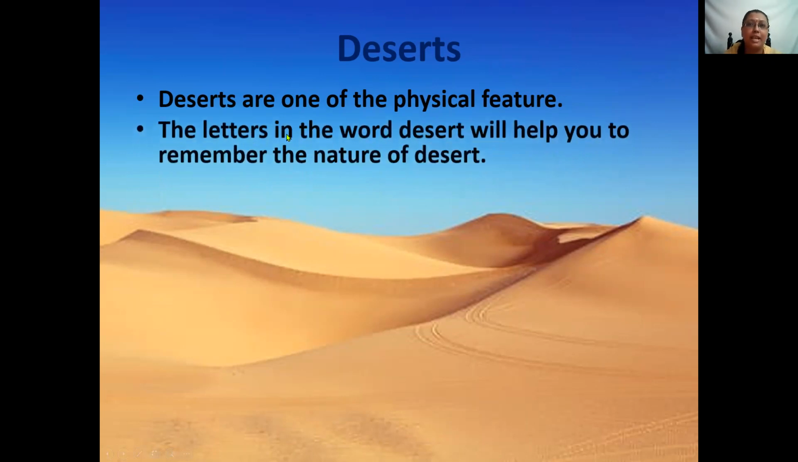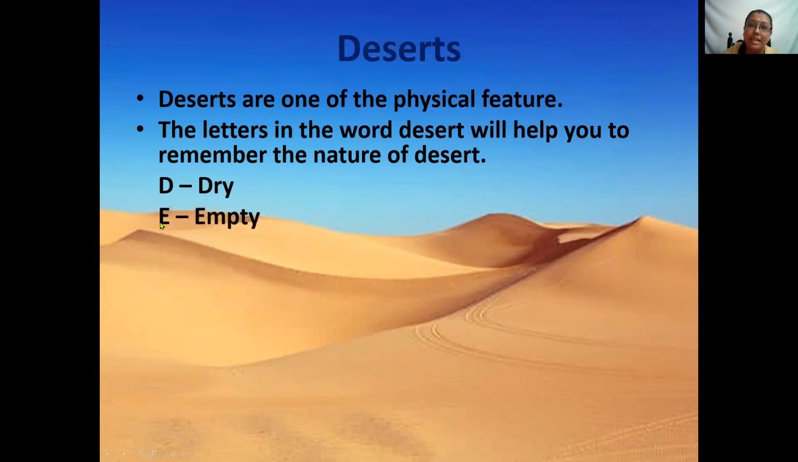Now, there is a small technique to remember the features or the characteristics of desert. The letters in the word desert will help you to remember the nature of the desert. Take all the letters from the word desert and match each letter with a word which describes the desert. First, for the letter D, dry. Yes, the deserts are always dry, you know, right? Because they don't get enough amount of rainfall.